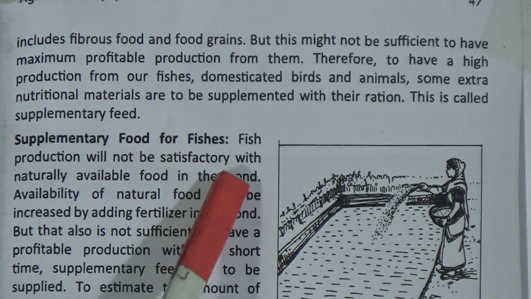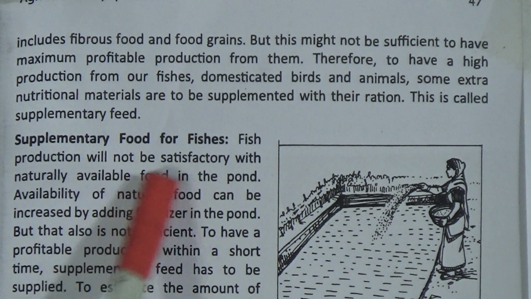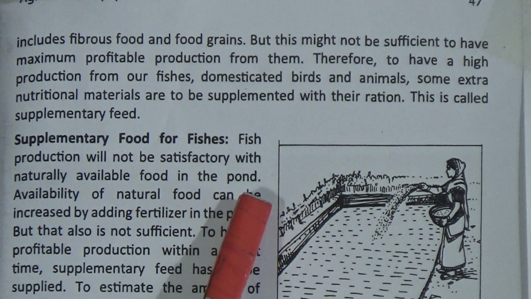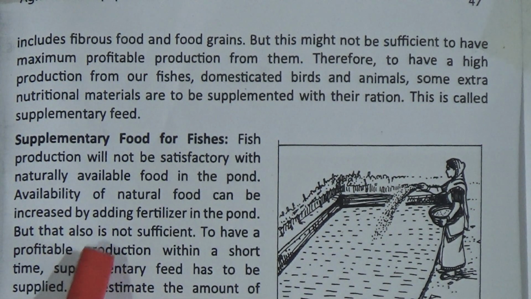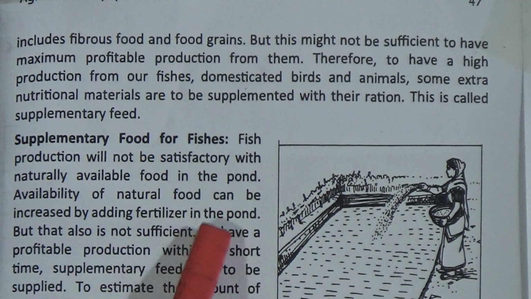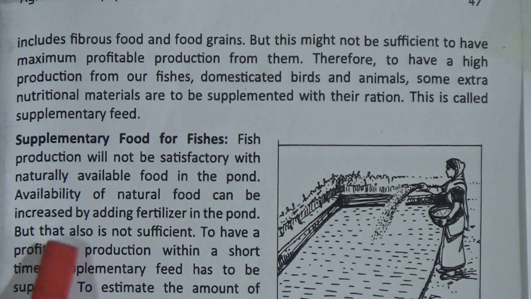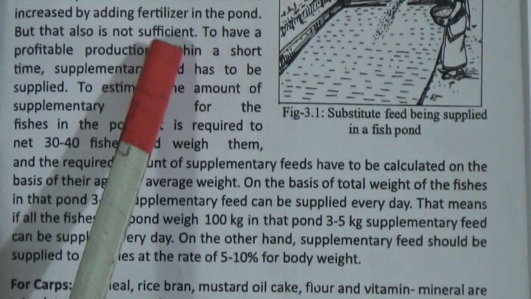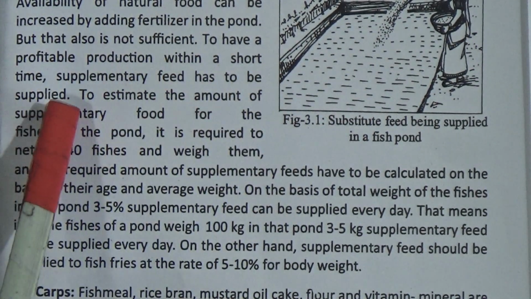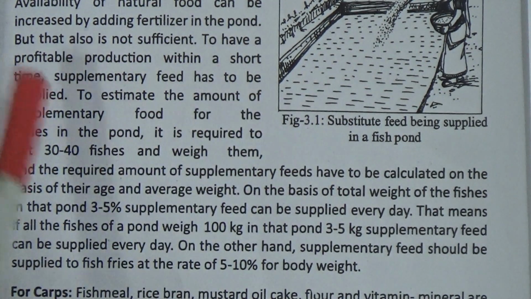Supplementary food for fishes. Fish production will not be satisfactory with naturally available food in the pond. Availability of natural food can be increased by adding fertilizer in the pond. But that also is not sufficient. To have a profitable production within a short time, supplementary feed has to be supplied.